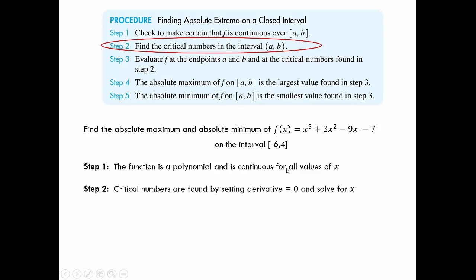Find the critical numbers. How do you find critical numbers? Set the derivative equal to 0. There's the derivative, 3x squared plus 6x minus 9.